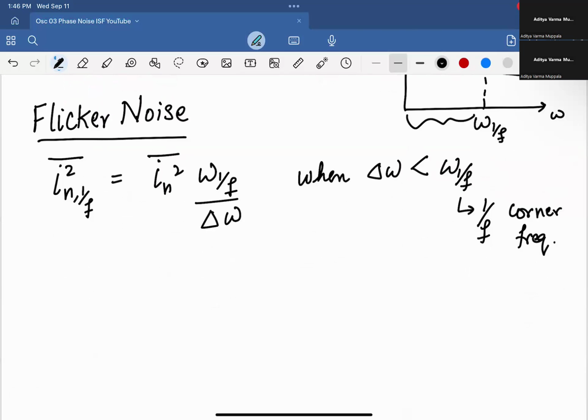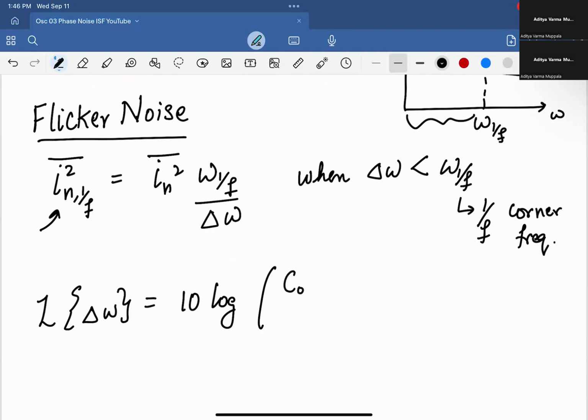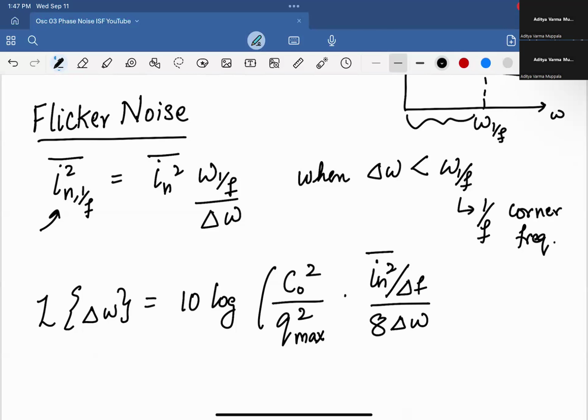So we will essentially get rid of that summation and replace IN square with this in the previous relationship. So that gives us 10 log C naught square, since we're only looking at the part close to the origin. So we only consider C naught. We don't consider the other modulation coefficients, times IN square delta f divided by 8 delta omega. And that's coming from this delta omega.